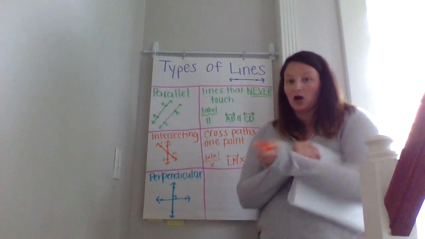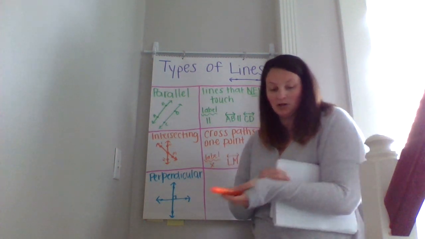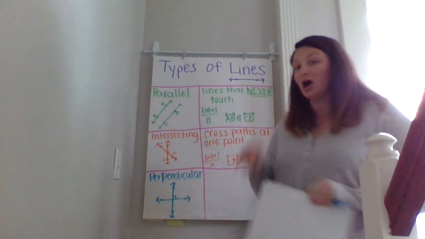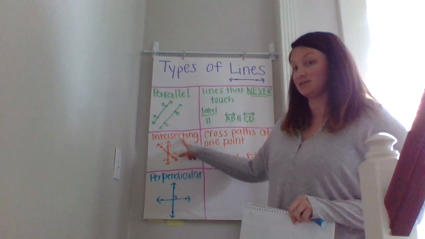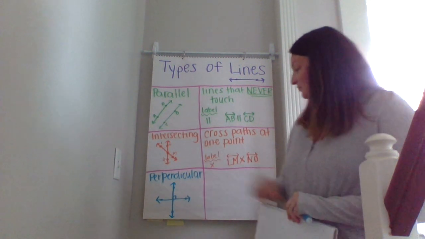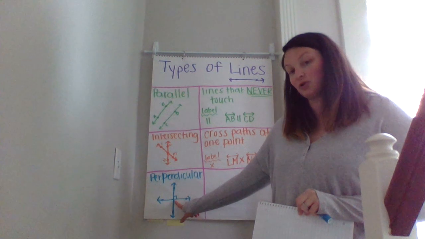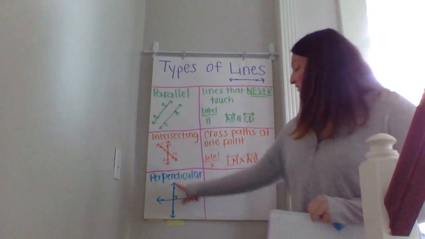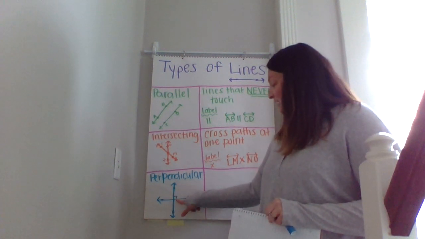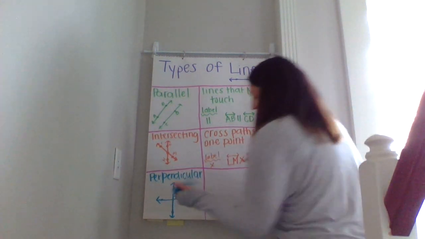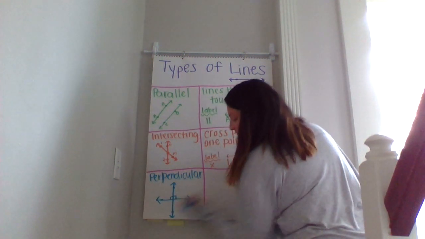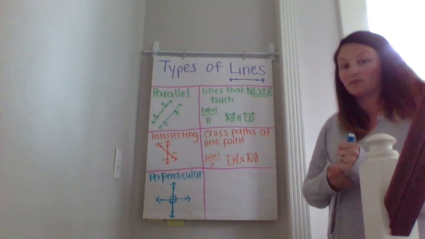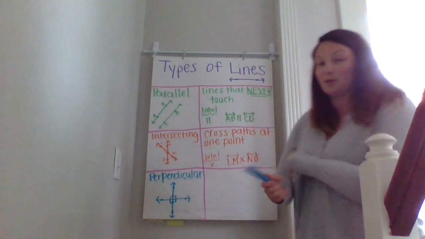Okay, so they're crossing each other. Now, our last type of lines are perpendicular lines. Now, perpendicular lines are a type of intersecting lines, but there's something special about them. We see this square down here in the corner. What does that tell me? So that tells me that that is a right angle. And if my lines are crossing here, and this is a right angle, then this is also a right angle. This is also a right angle. And that is also a right angle. So it creates 4 right angles, perpendicular lines do.